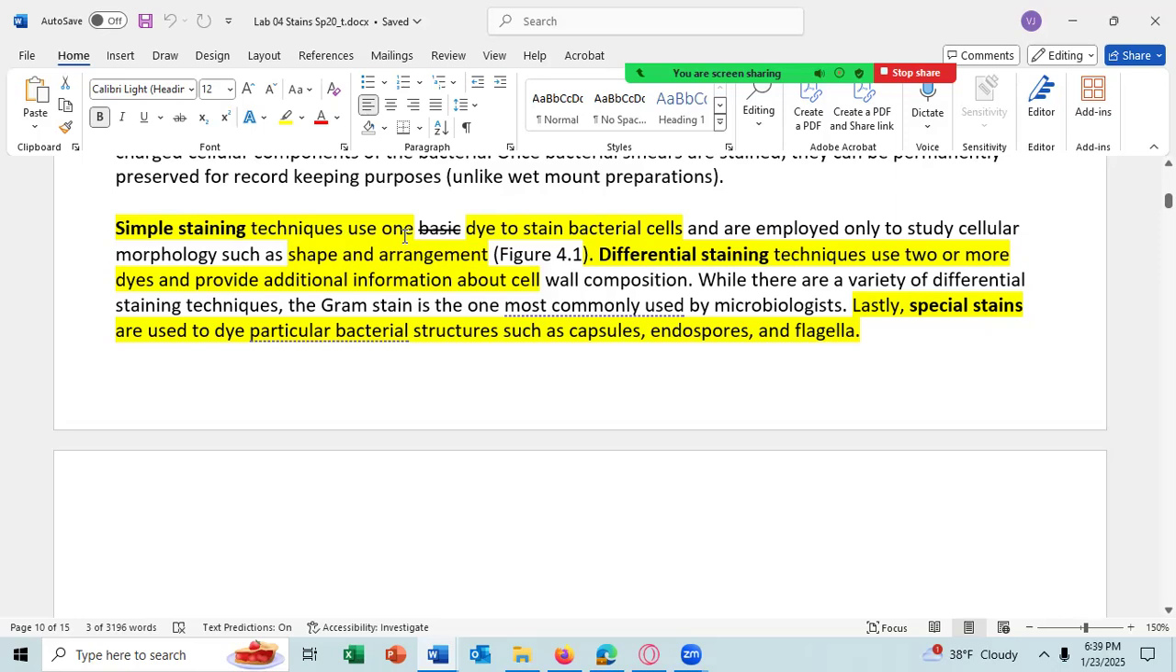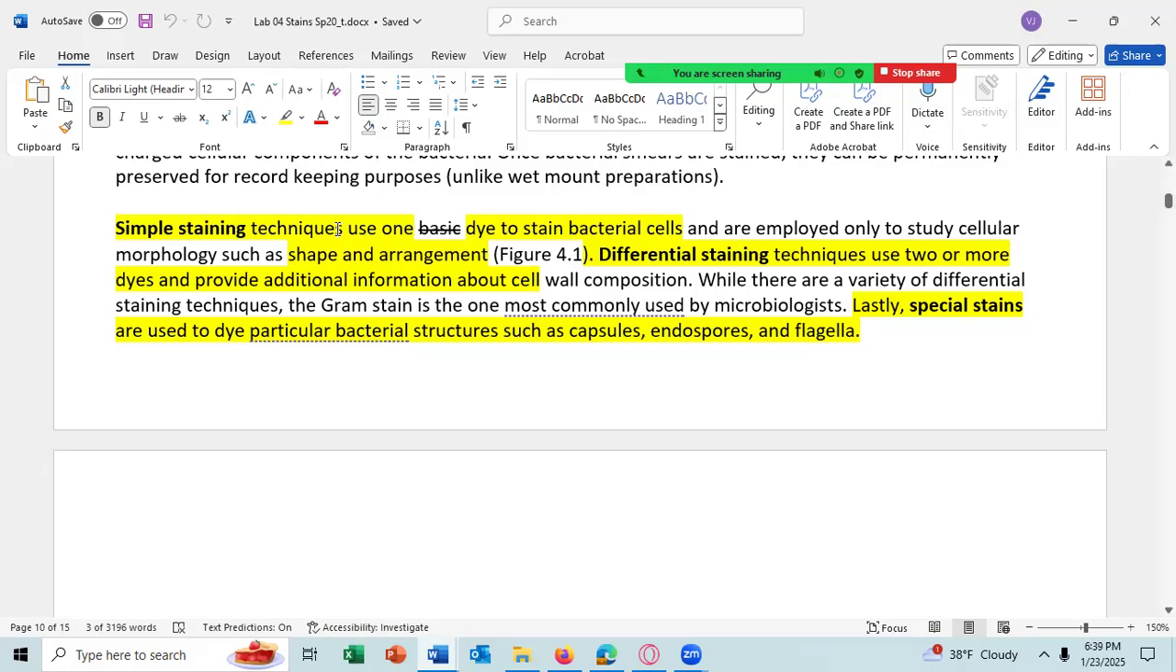Differential staining usually uses two or more dyes to provide additional information about the cell. And the differential stain can allow you to separate different groups of cells depending on what the stain is. If it's like the gram stain, you can separate the gram positive from the gram negative cells. The gram stain is one of the most commonly used stains in microbiology, and it's one of the two differential stains we'll talk about today.